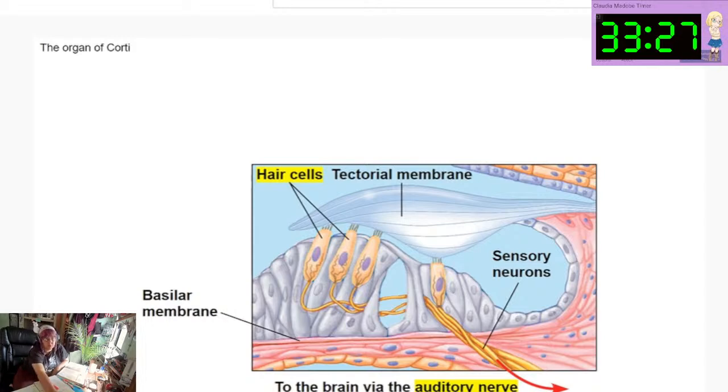So I want you to pause the lecture and watch the video on the next slide. It's in your PowerPoint to kind of visualize what we've been talking about. And then after doing that, see if you can fill out the 4 steps of signal transduction.